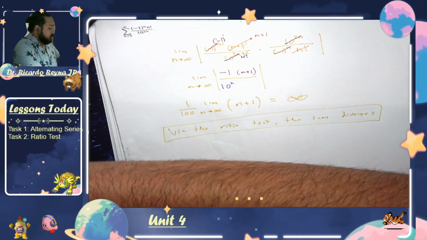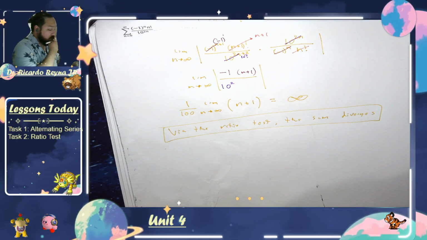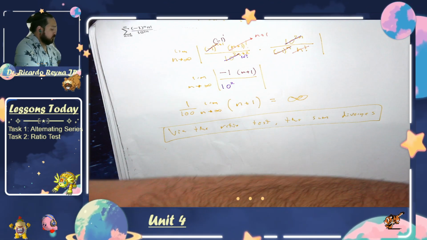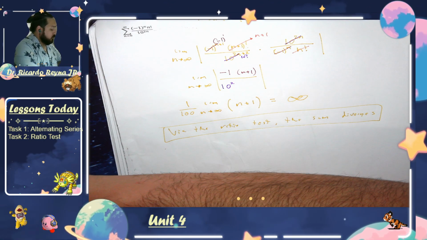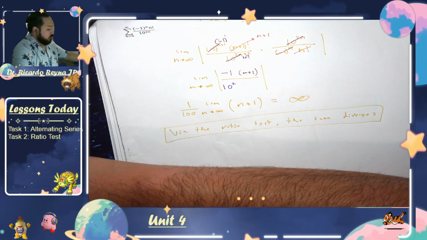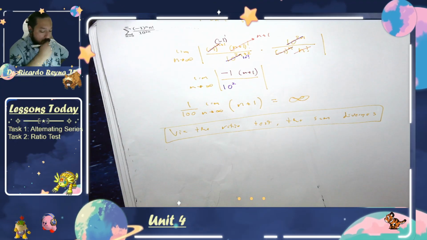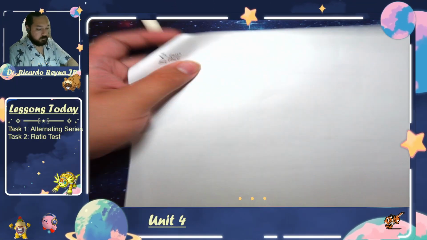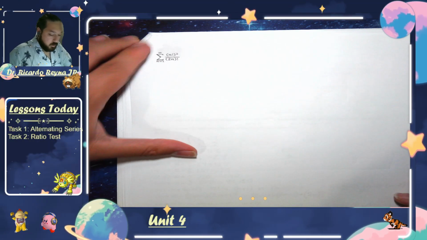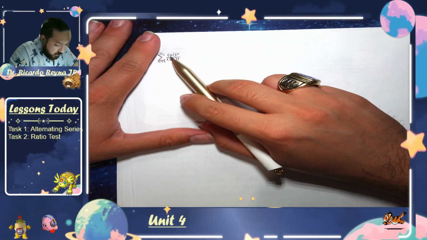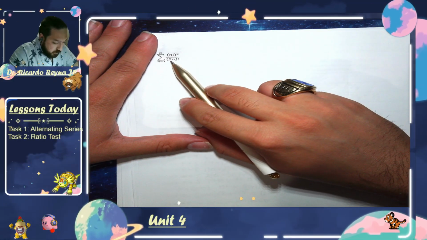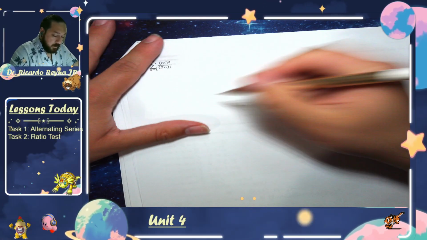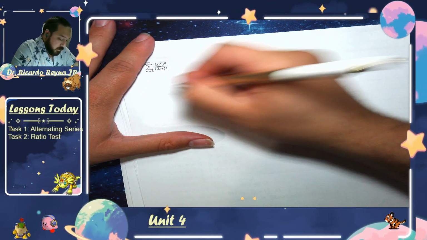Okay, let me just double check that I didn't miss anything. Okay, all right, last one. We have n factorial squared over 2n factorial. Okay, so I'm going to set this up with the ratio test.